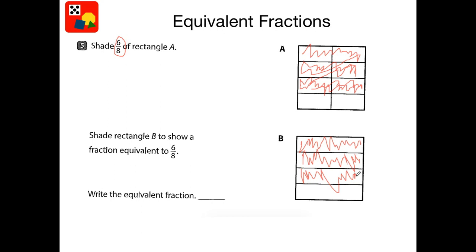Now I've shaded, excuse that part here. Okay, now what have I shaded? 1, 2, 3, so 3 out of 4 equal parts, so 3/4. So now I conclude 6/8 is equivalent to 3/4, and this is what it looks like. Okay, if you got it right on your package, great job.